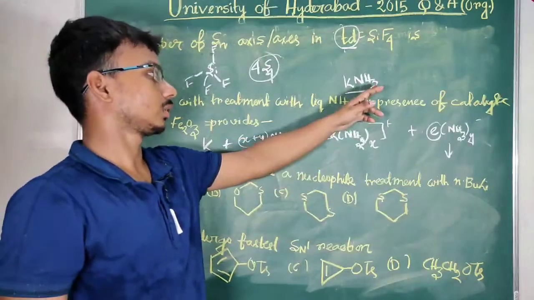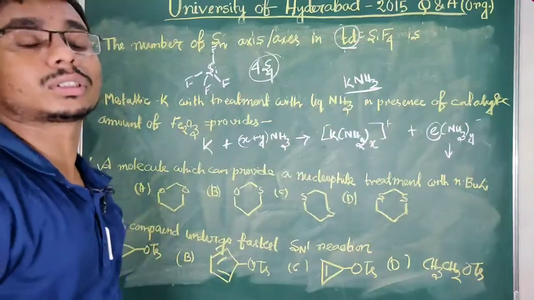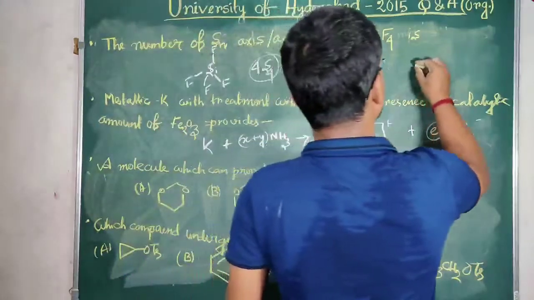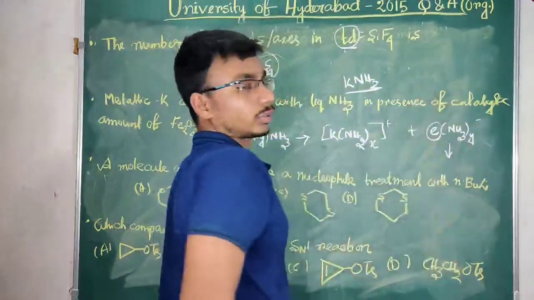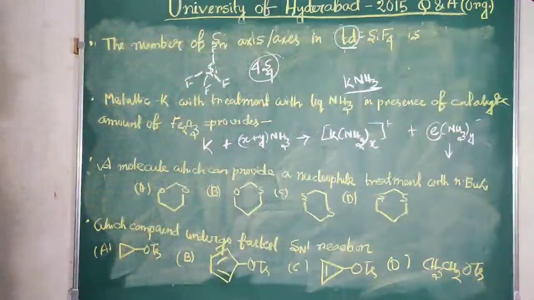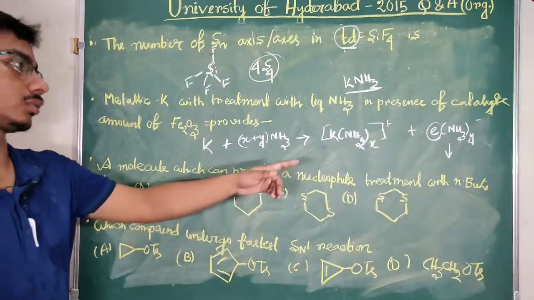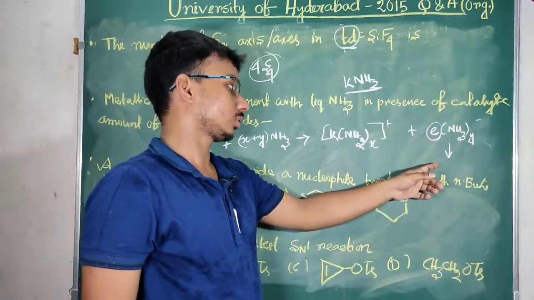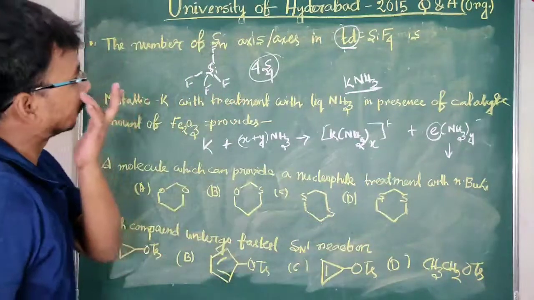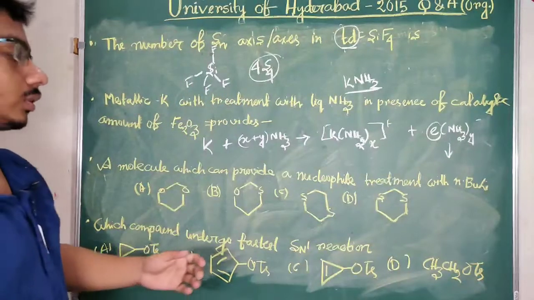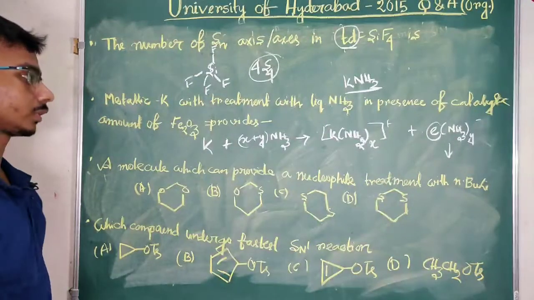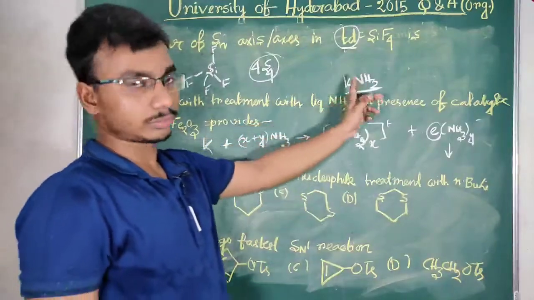KNH2, it is used in which reaction? In Birch reaction. Birch reaction, what we used? We used sodium and liquid ammonia or potassium and liquid ammonia. But the solvated electron will show the blue color of the solution, and after reacting it turns into a brown color. So the answer is KNH2.